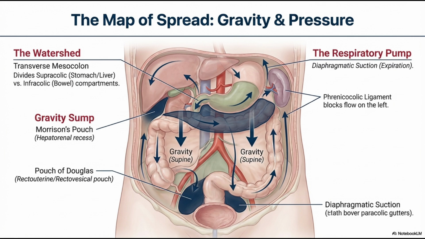When you breathe, specifically during expiration, your diaphragm relaxes and moves up toward the head. This creates a negative intrathoracic pressure. The negative pressure is transmitted through the diaphragm, and it acts like a suction pump. It literally pulls peritoneal fluid from the pelvis up along the pericolic gutters towards the subphrenic spaces.